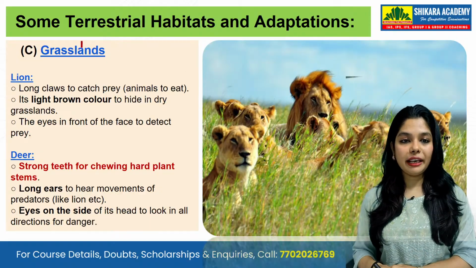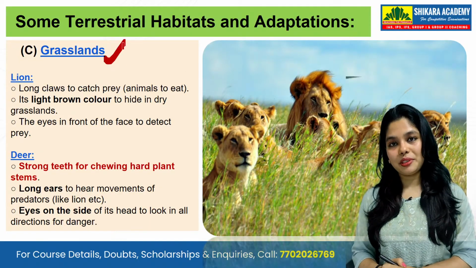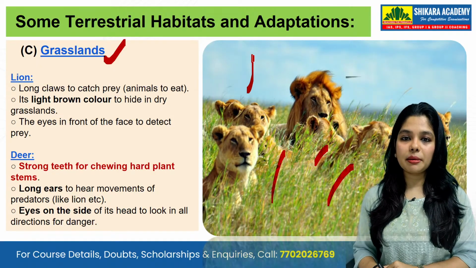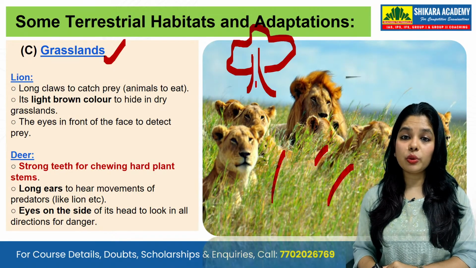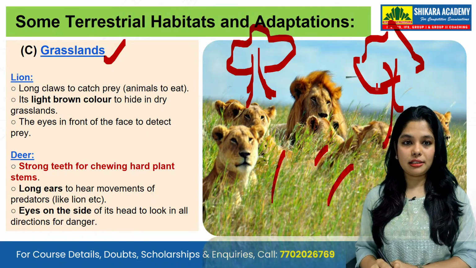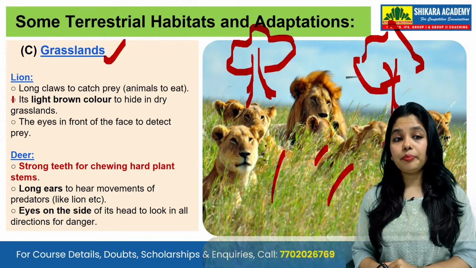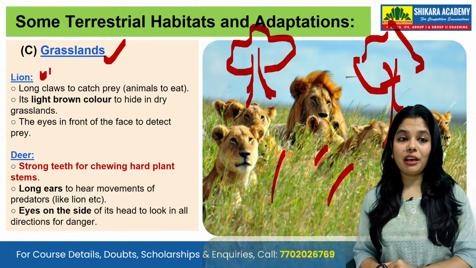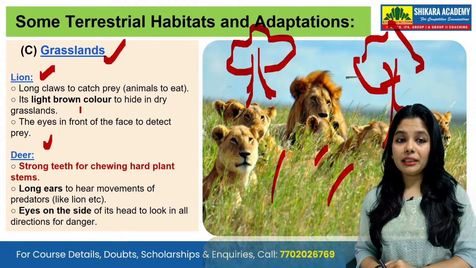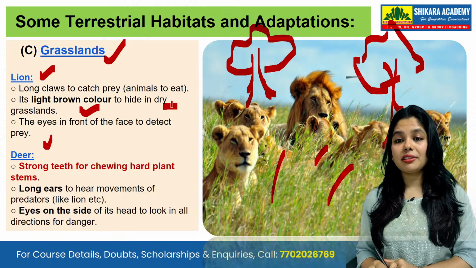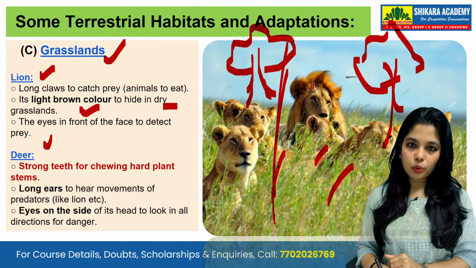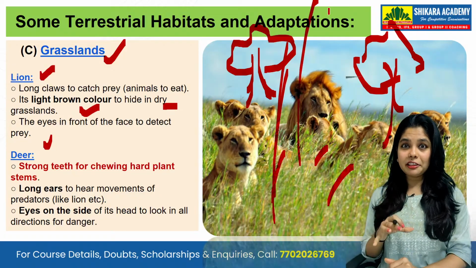Going forward, let's talk about the grassland ecosystem. In the grassland ecosystem, you will see a lot of grasses, but sometimes you will also see trees. There will be certain trees also present in the grassland structure. And if we talk about the organisms, then we have lions, we have deer. So the lion has claws to catch prey, and a light brown color to hide in the dry grassland. When the grasses are very tall, these animals will be hiding in these grasses.